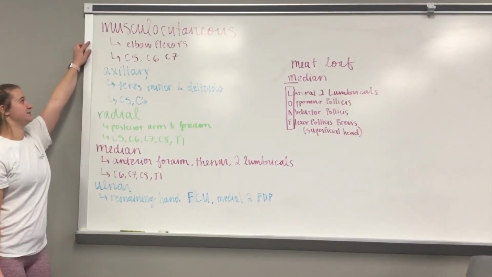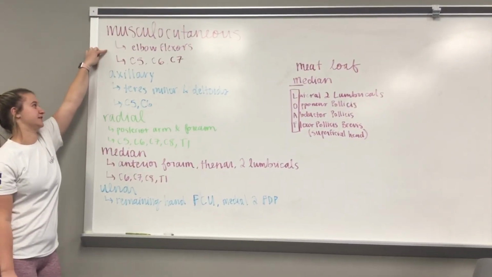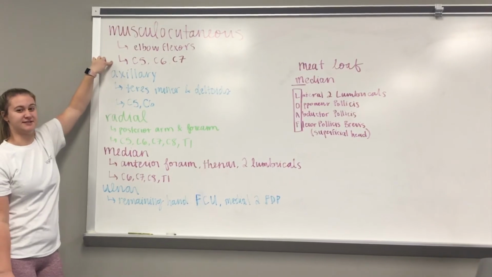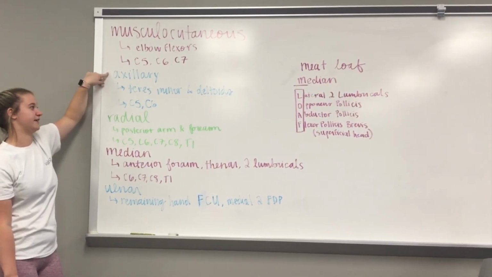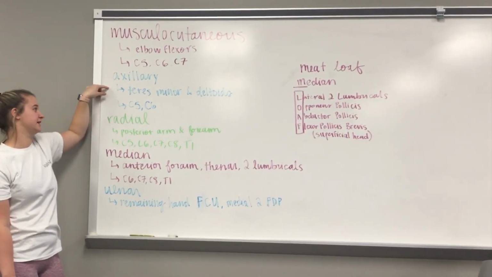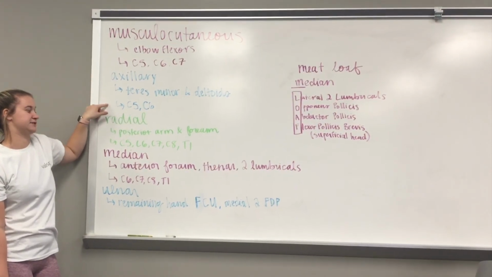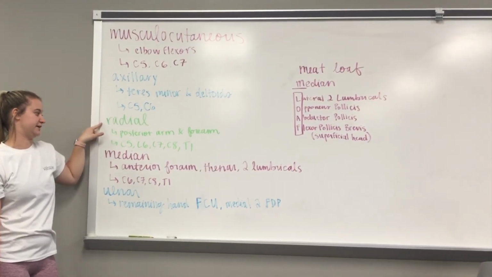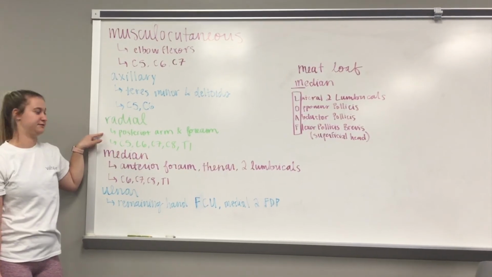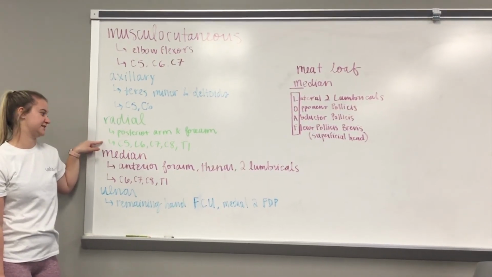We have musculocutaneous, which is going to innervate the elbow flexors coming from C5, C6, and C7. And we have axillary, which is going to innervate teres minor and the deltoids coming from C5 and C6. We have radial, which is going to innervate the posterior arm and forearm coming from C5, 6, 7, 8, and T1.